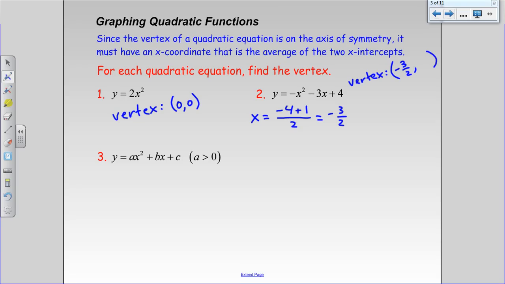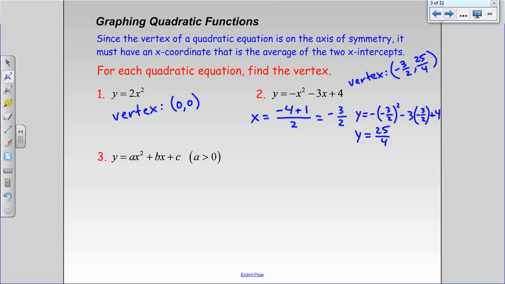In order to find the y-coordinate of the vertex, we can simply take our x-coordinate and plug it back into the quadratic equation. So in this case, we would have y equals negative 3 over 2 squared minus 3 times negative 3 over 2 plus 4. And with some simple arithmetic, we can obtain the y-coordinate as 25 over 4. If you want to verify that on your own, you can pause the video at this point and then come back to this.